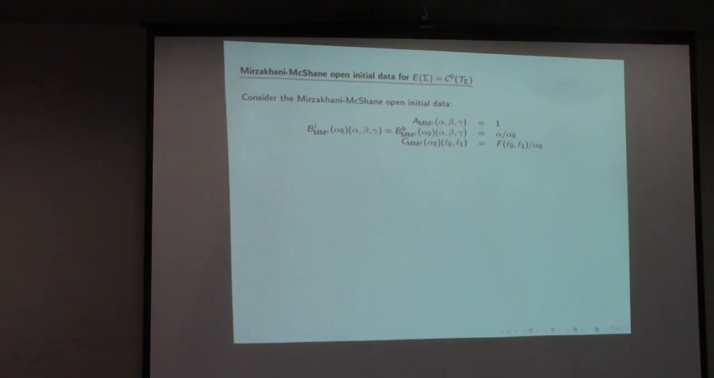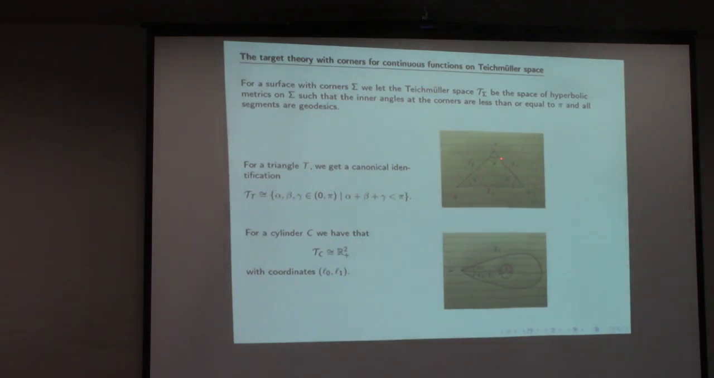And so now you consider the following Mirzakhani-McShane open initial data. So A is still the function 1. And now B_i and B_b is the same function. It is namely depending on some alpha_0, which we get to in a second. But else all it does is just take the alpha angle and divide it by alpha_0. So remember the alpha angle was the one at the end here. And it just takes and divides that by some alpha_0 we're going to specify in a second.